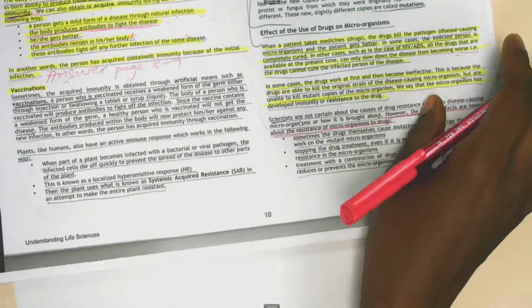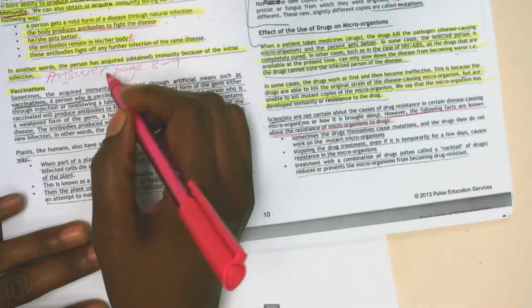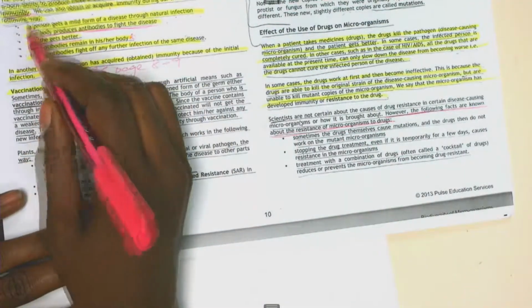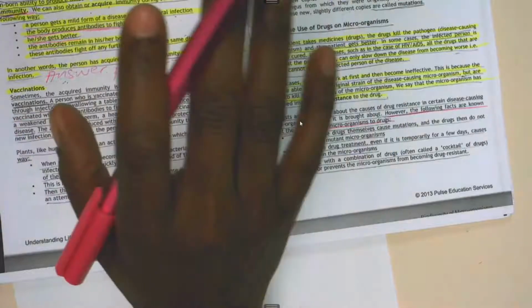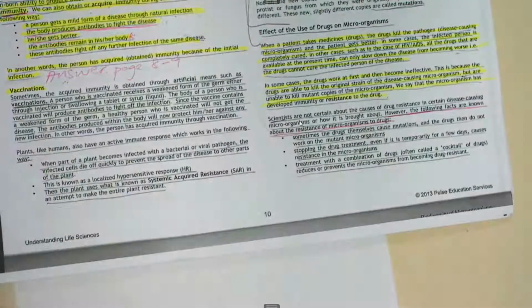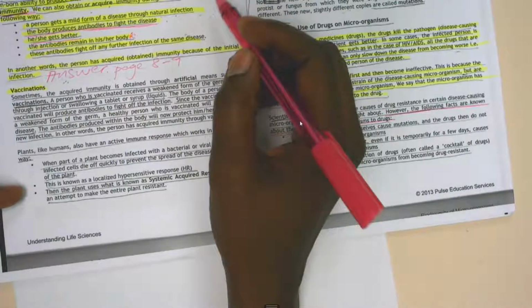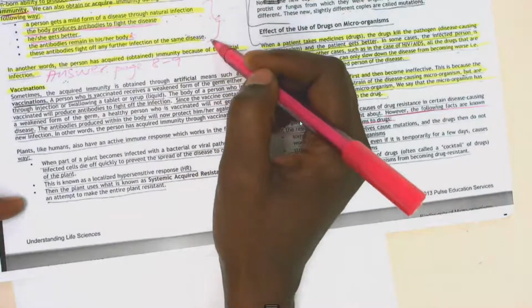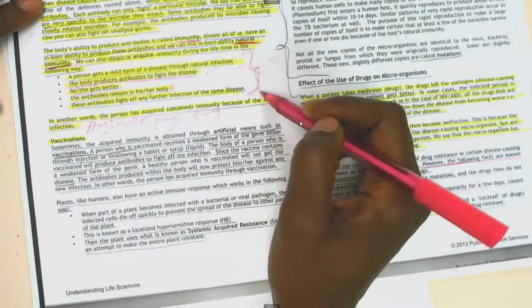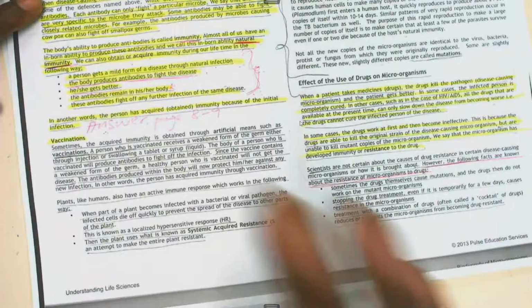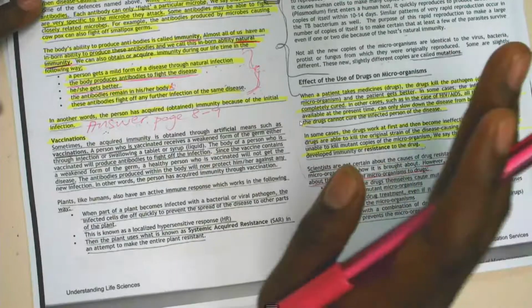So, and then with that, it will mean that you have acquired what? Immunity. So remember the difference between natural immunity and acquired: natural, we are born with it. And then acquired, this is how you get acquired. You will start getting sick first, or you will be infected again by any type of disease or microbe.